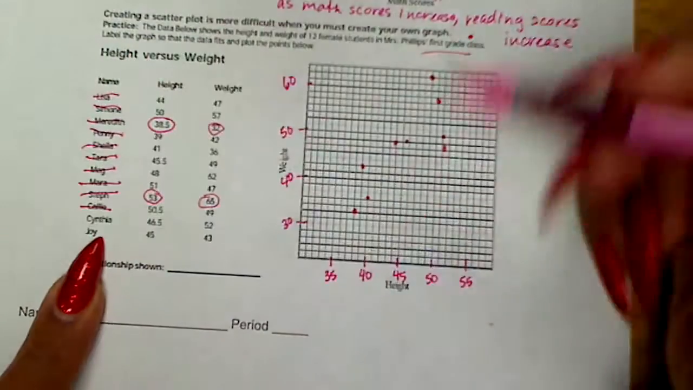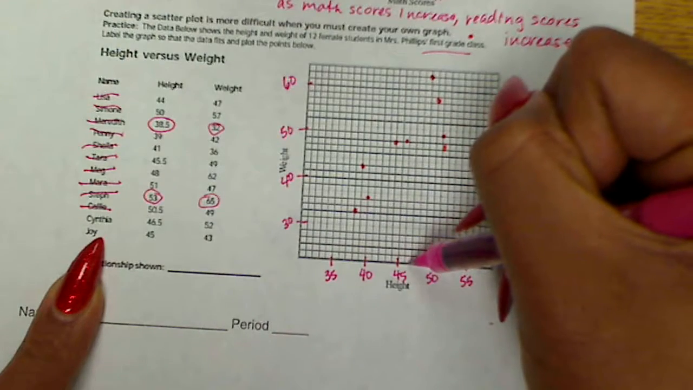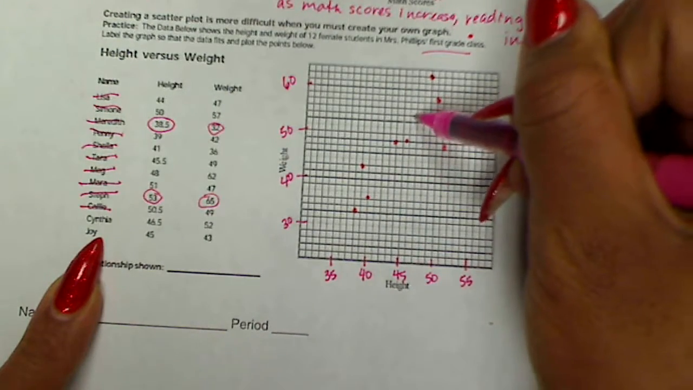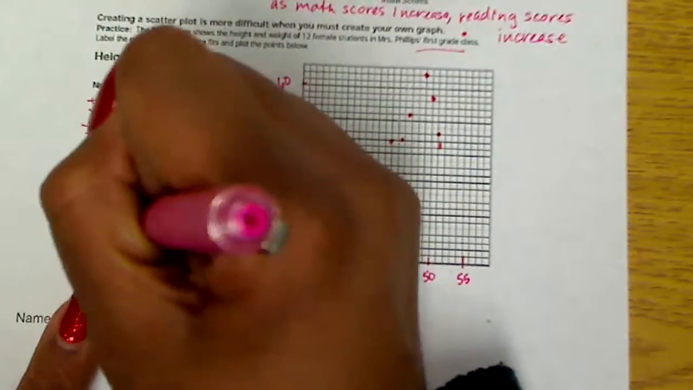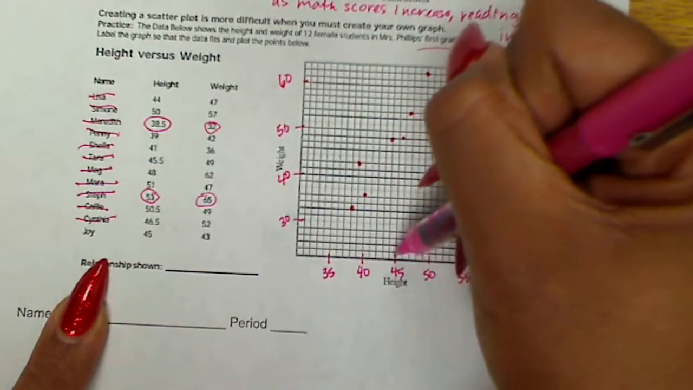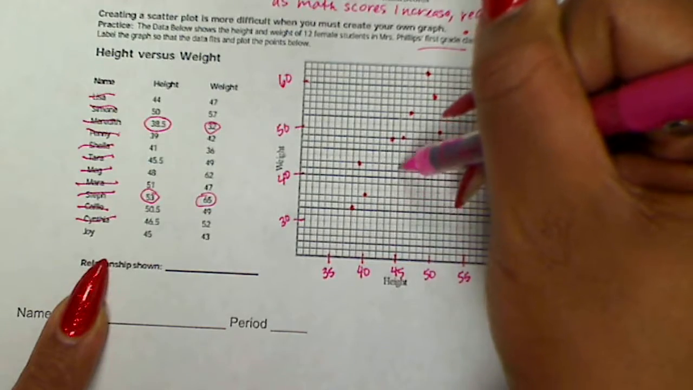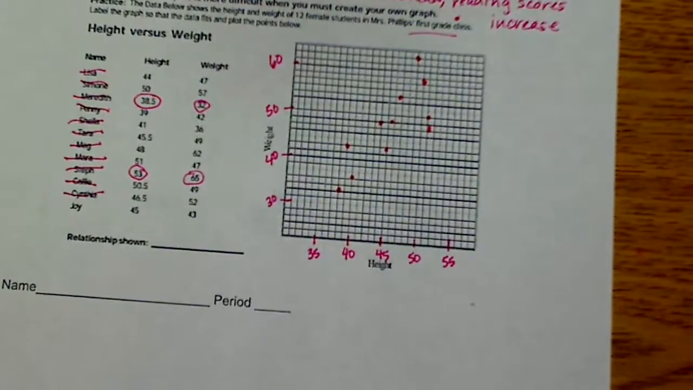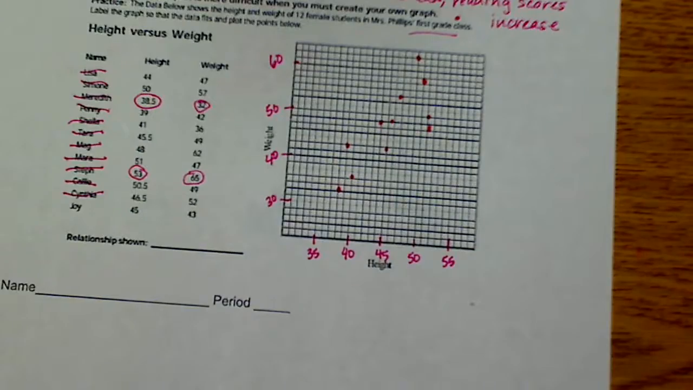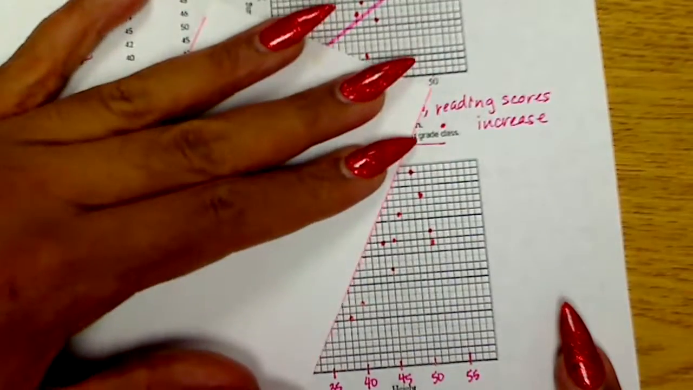Cynthia, 46.5, a little after 45 at 52, a little above 50. And then Joy, I have 45 and 43. And then we're going to draw a trend line. Yeah. We have another positive correlation, right?